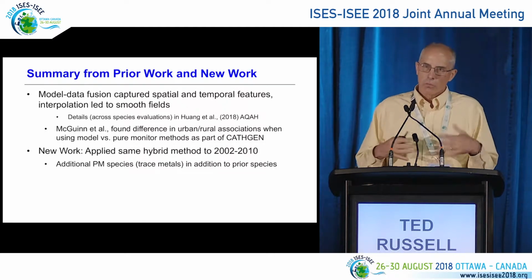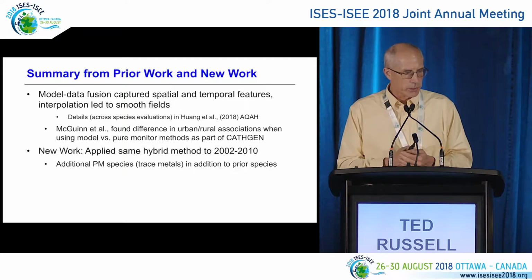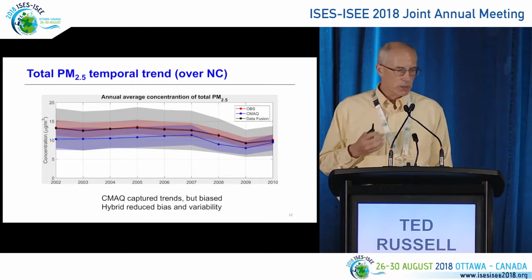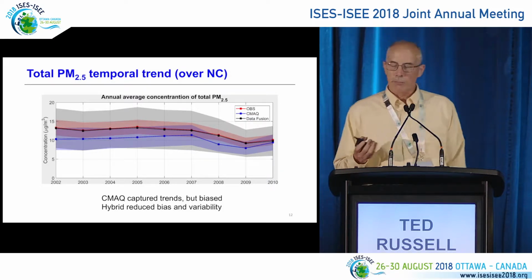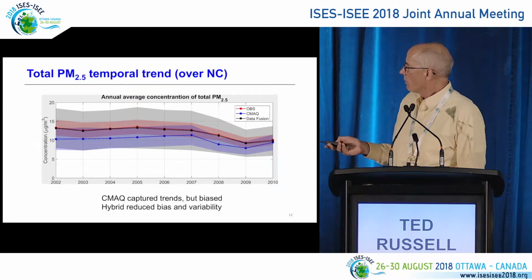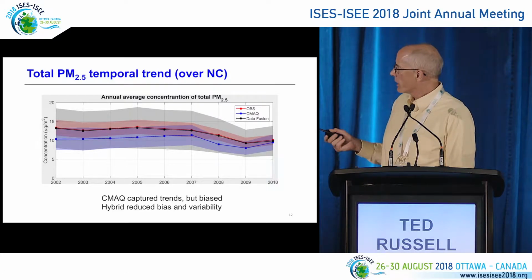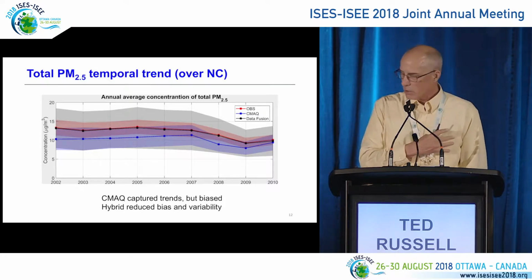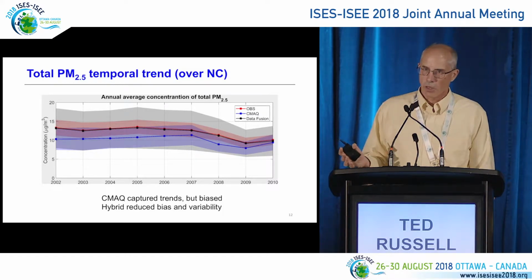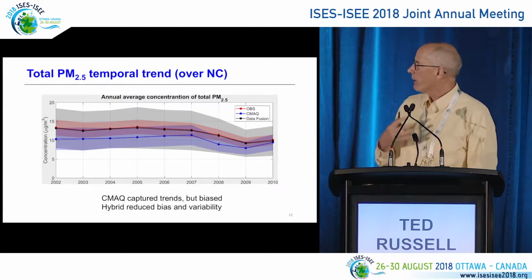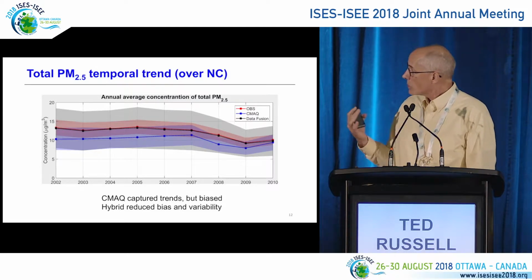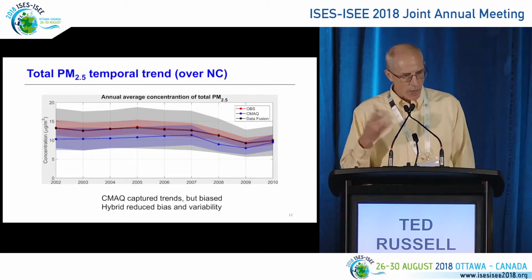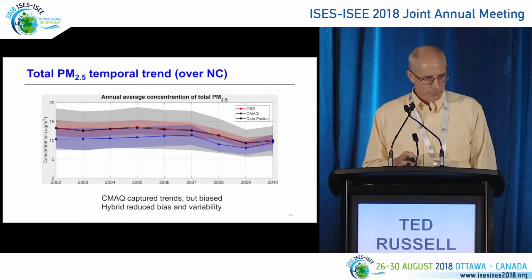So in the new work, we applied it to a longer period and added additional species. And this really gets into some of the issues. First, if you look at the PM2.5 over time, what this slide is here to show is that if you just use CMAQ, there's a significant bias. One thing no one should ever use chemical transport models without correcting, because you have these large biases. But what you do see is it does pick up the annual variations. Not perfectly, but it does pick them up.